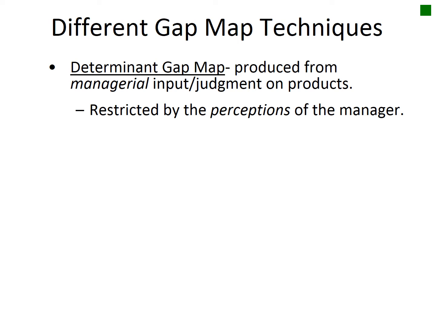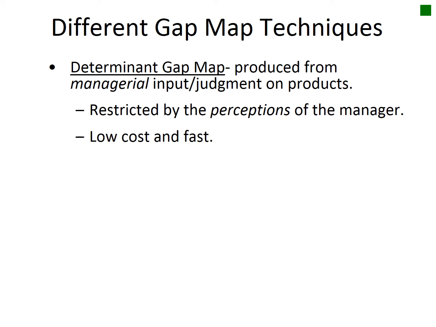So a determinant gap map is one where we go ahead and we kind of position our product in, where we think it lies relative to other products on certain features or for certain functions or benefits.